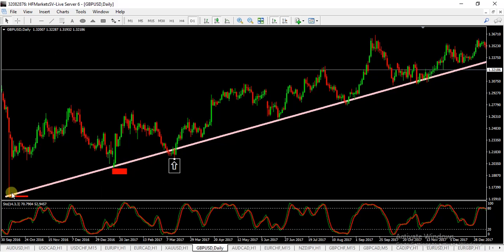We are only focusing on the real bounce on the support line, like what we are having here, and here. So this type is fake. That's why I did not concentrate on it.